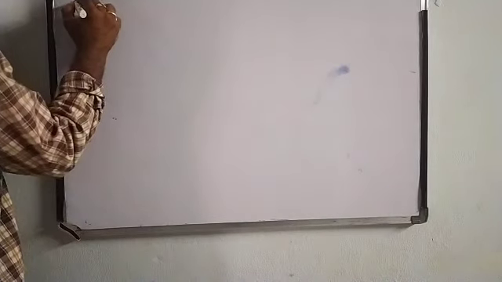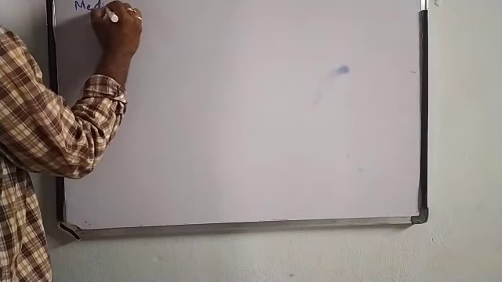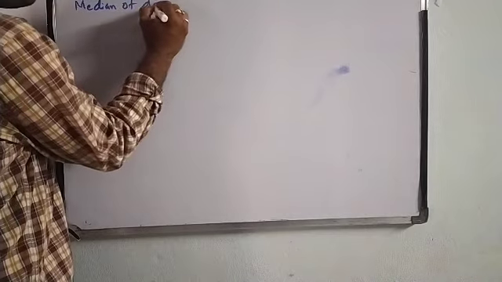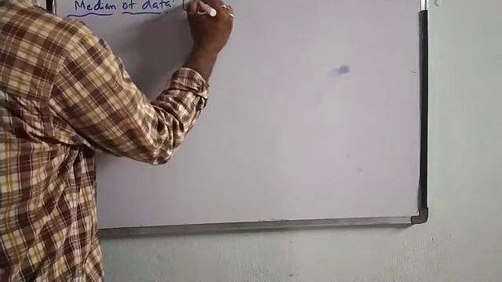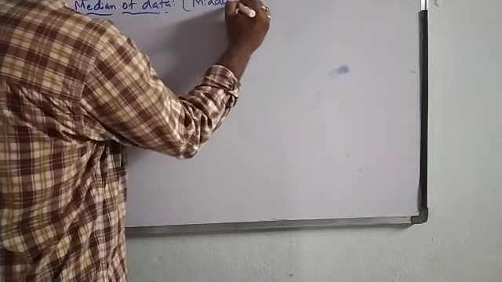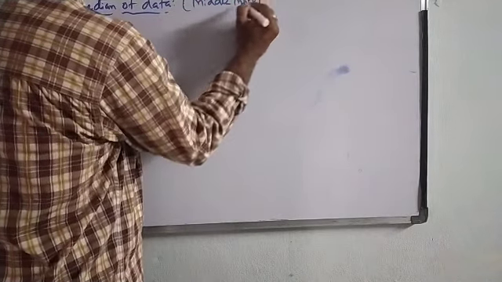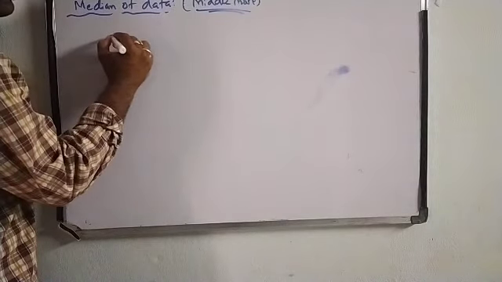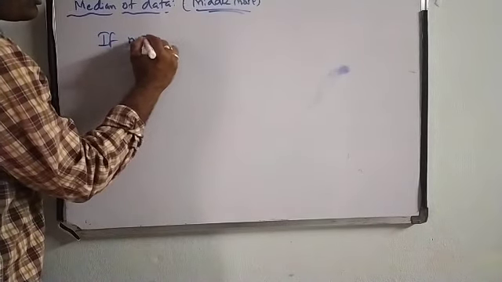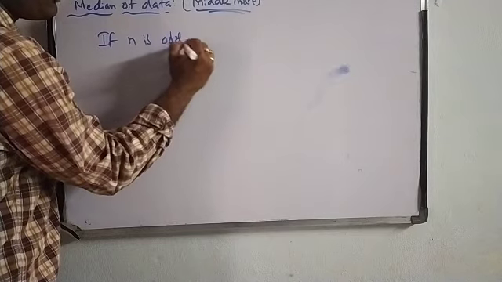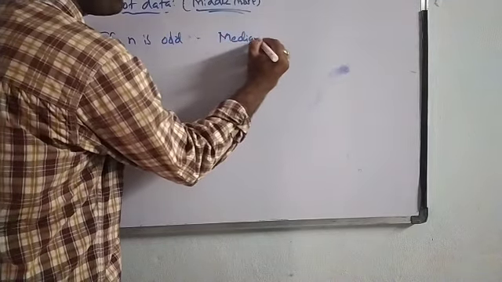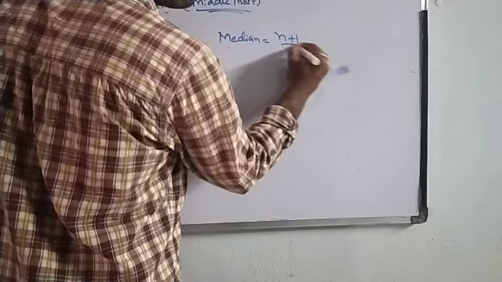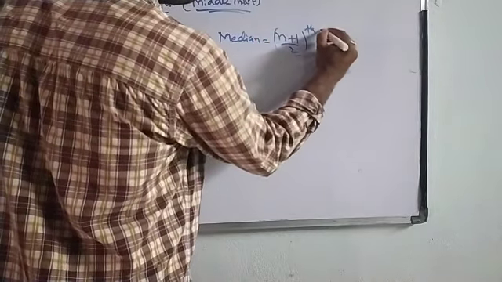Next, let us see the median of the data. So median can be represented as middlemost value. We can call it as middlemost. So if n is odd, then median formula will be n plus 1 by 2th term.